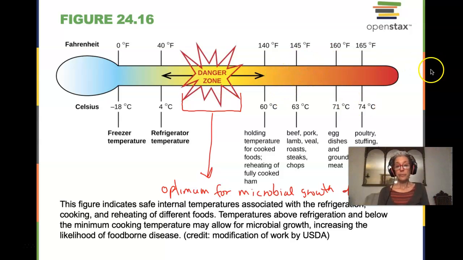Hotter than that, we certainly can't tolerate these, but 60 degrees centigrade or 140 Fahrenheit is the holding temperature for cooked foods. So if you cook a food and then hold it at least 140, that will prevent microbial growth. Then we have different temperatures listed for the temperature that you have to cook foods to get them to that safe temperature before you can let them go as low as 140 for the holding temperature.